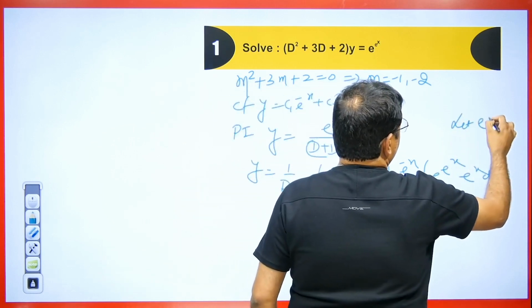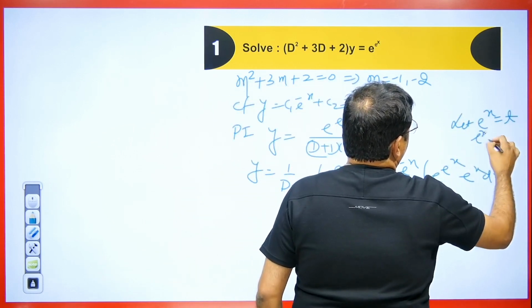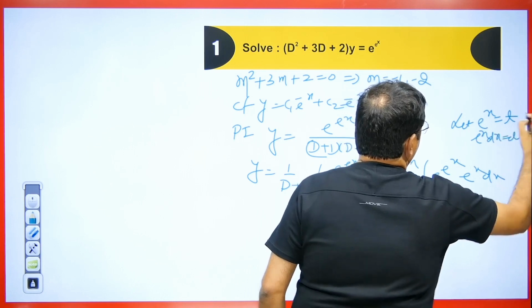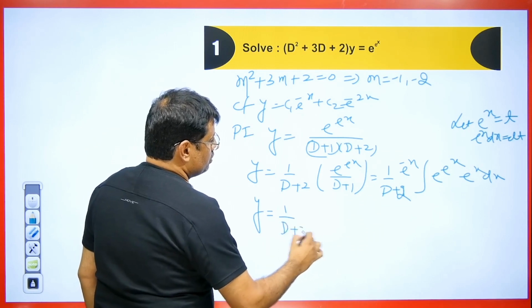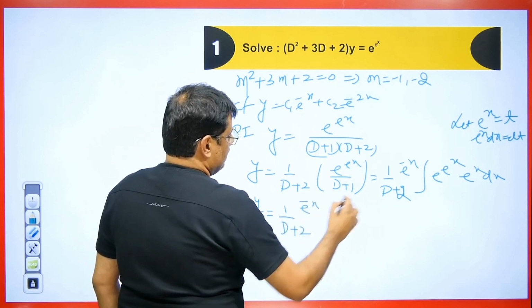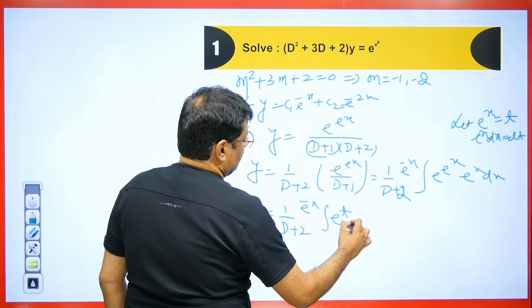We will assume e to the power x as t. In this step, this e to the power x dx will be obtained as dt, clear students? And here we will get y is equal to 1 upon D plus 2 of e to the power minus x. Therefore, we will get e to the power t, and this will be dt, right?